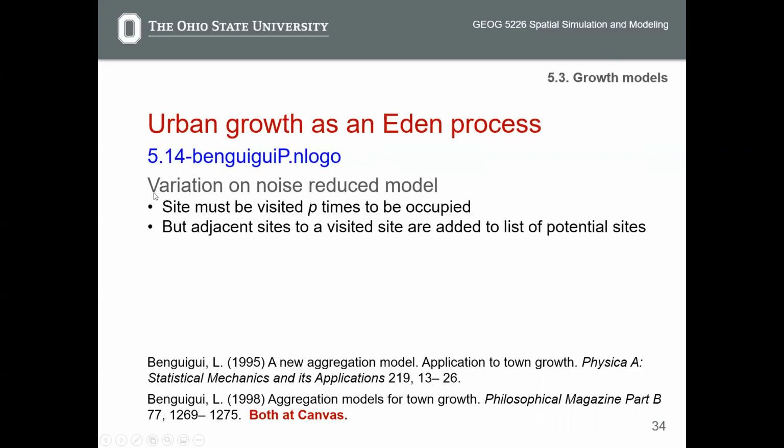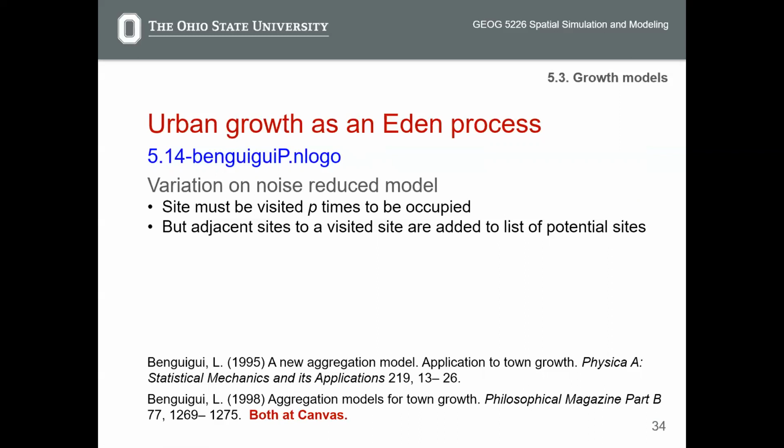5.14 is for that. It's a variation on the noise-reduced model. Firstly, a site must be visited p times to be occupied. This is a very basic noise reduction model, right? But adjacent sites to a visited site are added to the list of potential sites. It means that, for example, site A has been visited for the first time, but you need to visit site A for 10 times to occupy it.